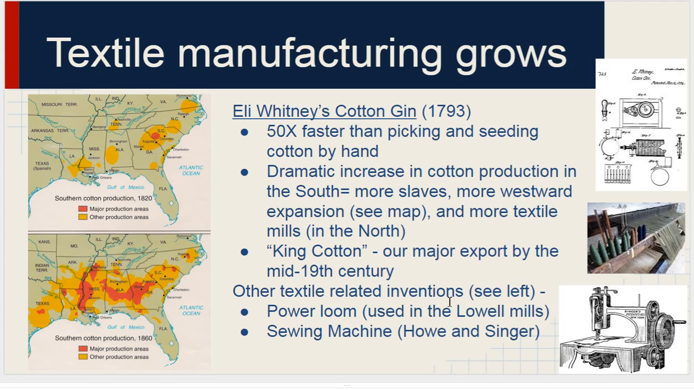Other textile related inventions. Up here you have the power loom that is being used in the Lowell mills, which we'll talk about in the next slide. And then also the sewing machine. Both of these are going to be important for, again, taking production out of the home and into the actual factories. So clothing could be sewed in large-scale ready-made clothing factories with the sewing machine. Now, some people had their own sewing machines at home, but they were extremely expensive back then, so it was very difficult to own your own sewing machine, but factories could own them.